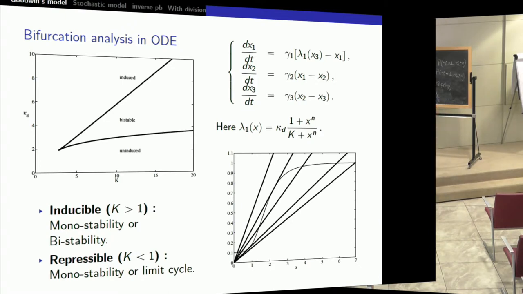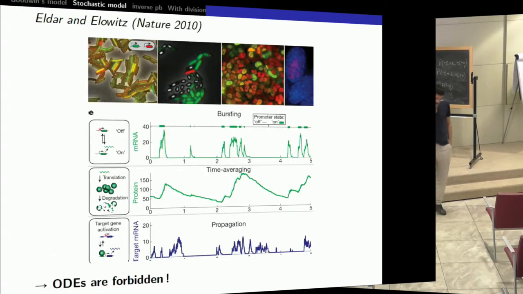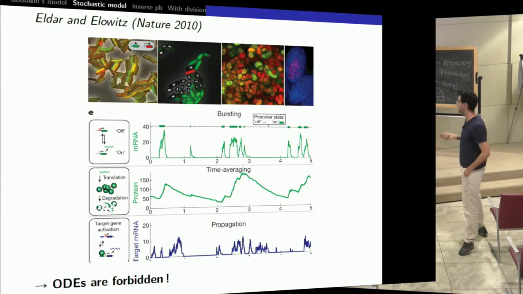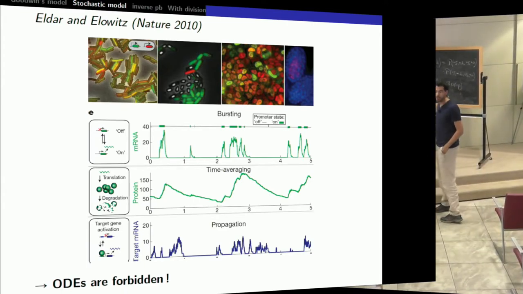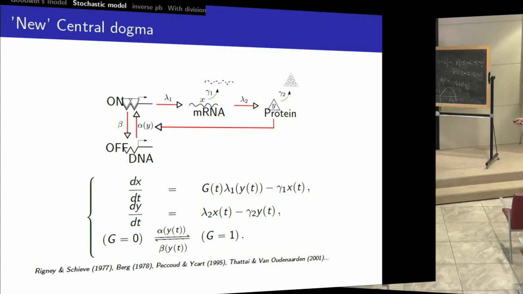So we want to go along these lines of study, but with a stochastic model. Since at least 10 or 20 years now, it has become forbidden to use ODEs to deal with gene expression, right? We all know it's stochastic. One way to keep the model simple but add stochasticity is to deal with this on and off switching that we have already been seeing a lot in this conference.